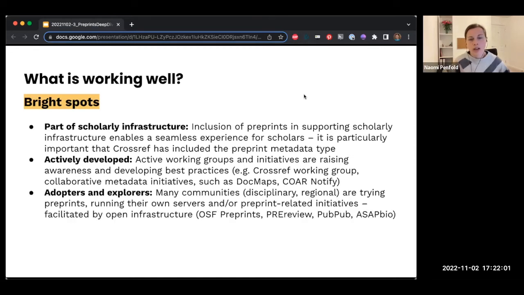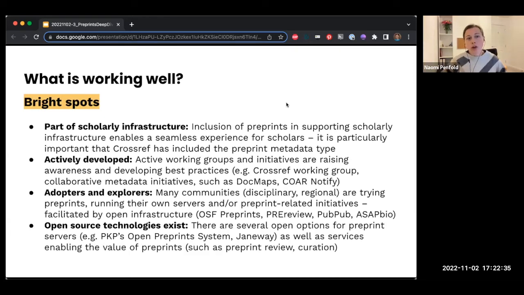Thirdly, as well as people helping to develop the standards and the best practices and awareness, there are also individual communities and community leads who are leading with adoption and trying preprints out. Some are running their own servers, some are taking on the offer of some shared infrastructure and setting up a server of their own and helping their community to use it, or they're helping with other related initiatives like review. And it really is still a very active space, and a lot of different communities have been trying to work with preprints.